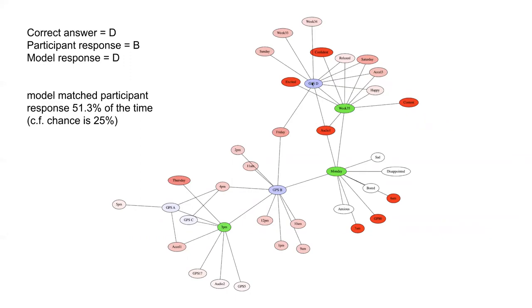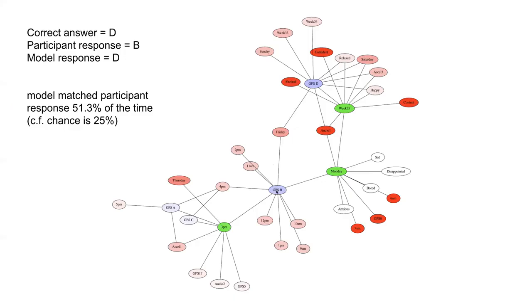So in this case, it is true that D was correct, but in fact, the participant responded B to this trial. Now, if you look at it, you can see why that might have happened. So I'm going to speculate that GPS position D is the participant's home. And I say that because it's connected to Sunday and to Saturday and to relax and to happy.